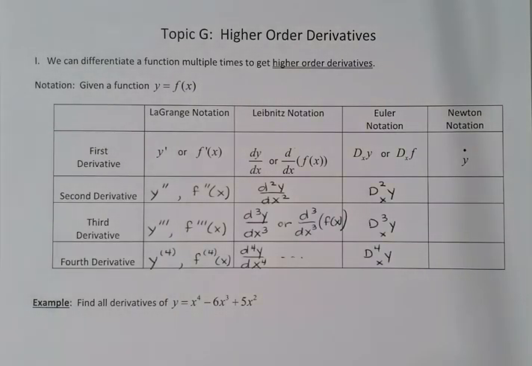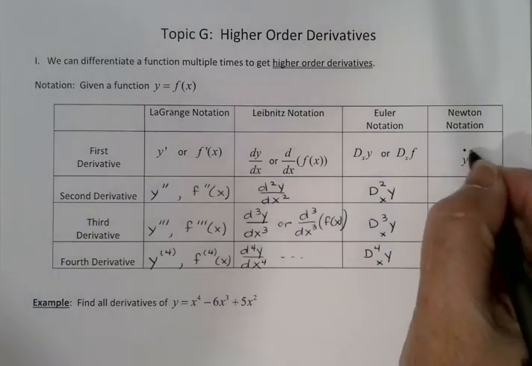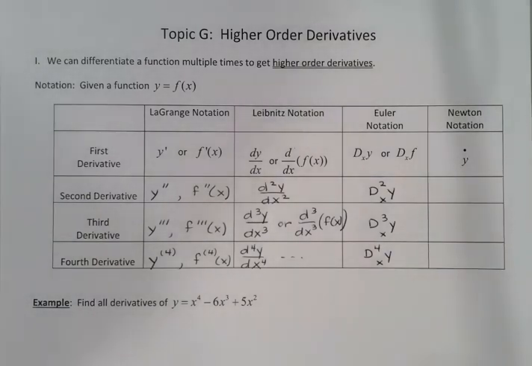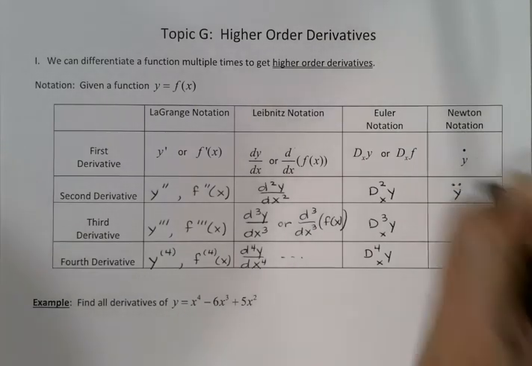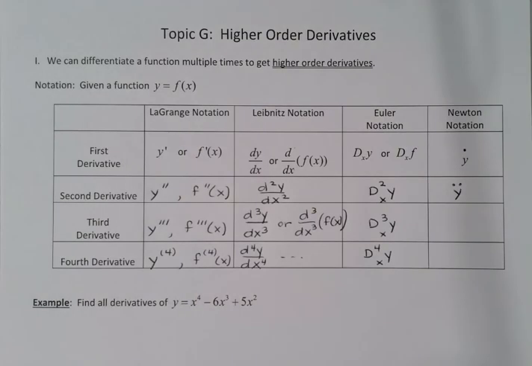And then finally Newton. First derivative, again, remember he was typically taking the derivatives with respect to time. Second derivative, he would have just put 2 dots. And although it could be imagined that he probably would have used 3 dots or 4 dots if he'd gone any further, typically first and second derivatives are about all you're going to see using the Newton notation.